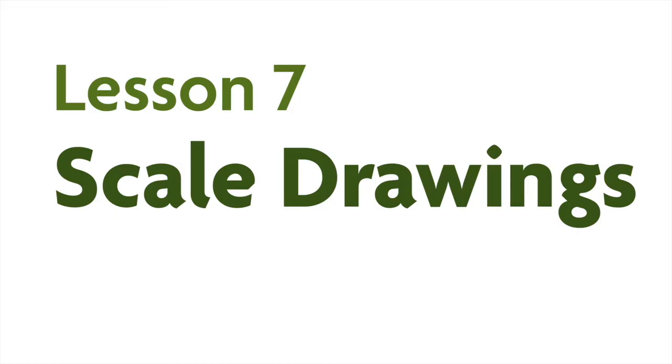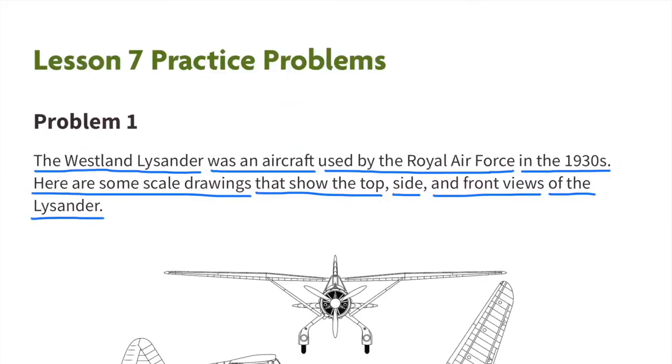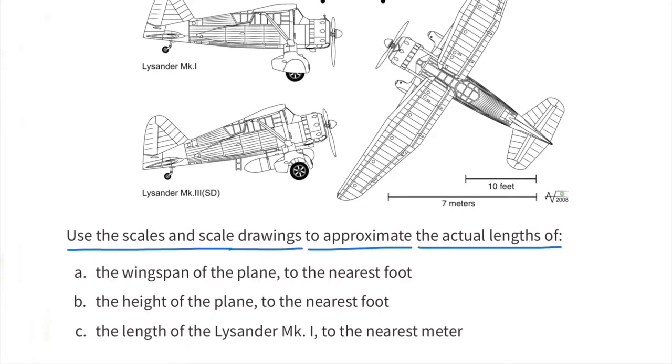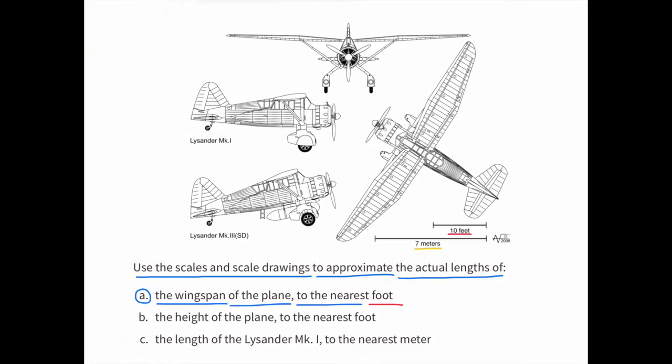Seventh grade, Unit 1, Lesson 7, Scale Drawings. Number 1. The Westerlin Lysander was an aircraft used by the Royal Air Force in the 1930s. Here are some scale drawings that show the top, side, and front views of the Lysander. Use the scales and the scale drawings to approximate the actual lengths of A. The wingspan of the plane to the nearest foot.